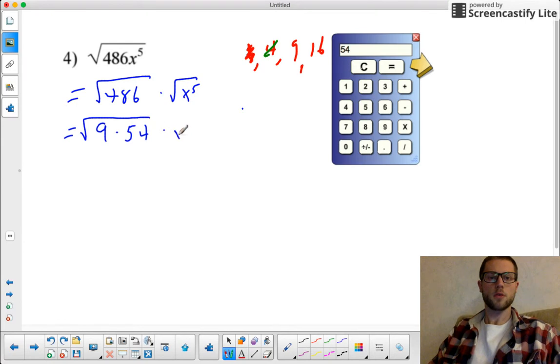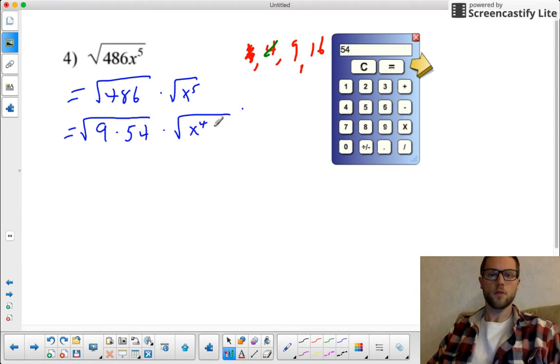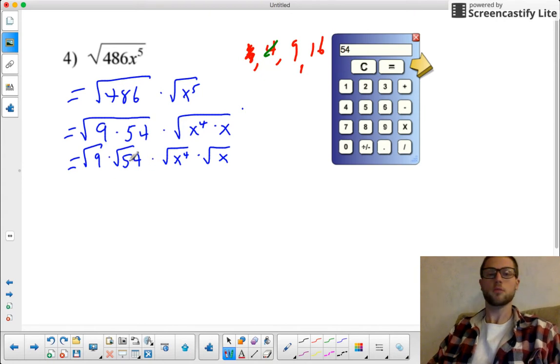And this is times the square root of my largest perfect square that goes into x to the fifth, which is x to the fourth. So this becomes x to the fourth times x. Let's split this up into the square root of 9 times the square root of 54 times the square root of x to the fourth times the square root of x. All of this, remember, is multiplication. I can rearrange things and move them around any way I like. I know what the square root of 9 is, and I know what the square root of x to the fourth is, so let's fill those in.